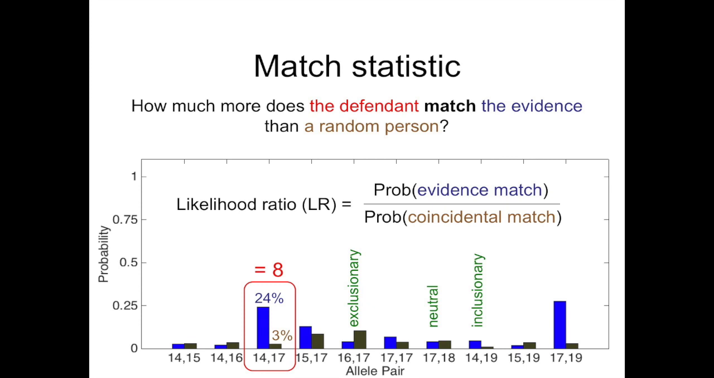At the 16-17 genotype value, the brown bar is taller, so the chance of coincidence is greater than for a match. That ratio supports an exclusionary match statistic. When the probabilities of match and coincidence are equal, as we see at 17-18, the result is neutral with a ratio of 1. We see inclusionary statistics at 14-17, 14-19, and other allele pairs.